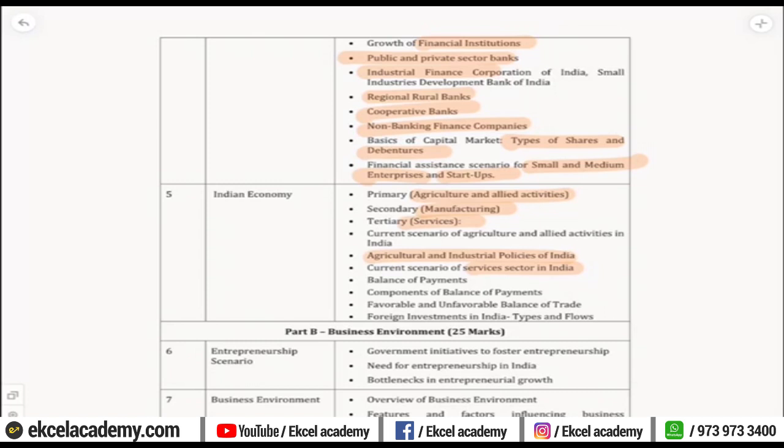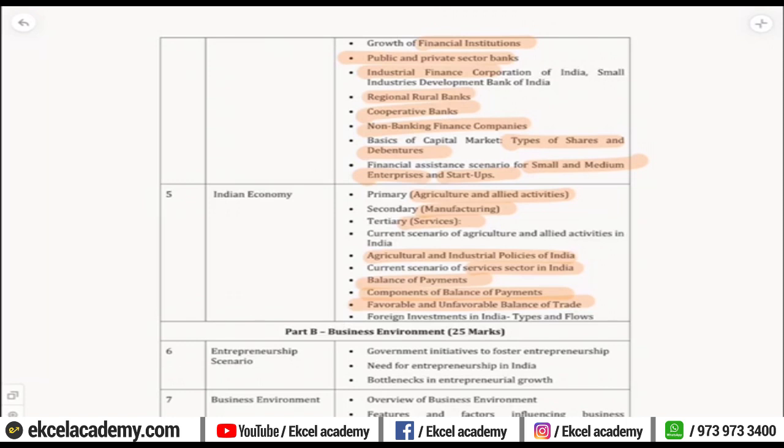Then we have the BOP, that is the balance of payment. Then we will read the components of BOP. Then we also study about BOT, that is balance of trade, and we also shed light on what is favorable BOT and what is unfavorable BOT.